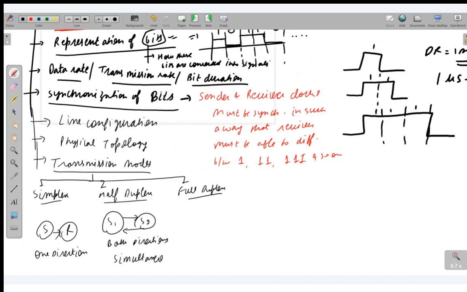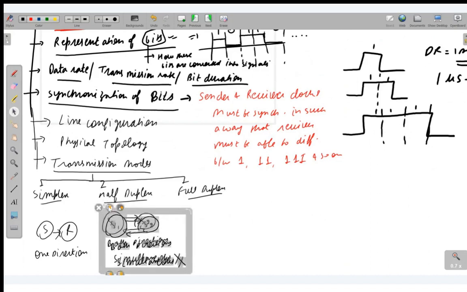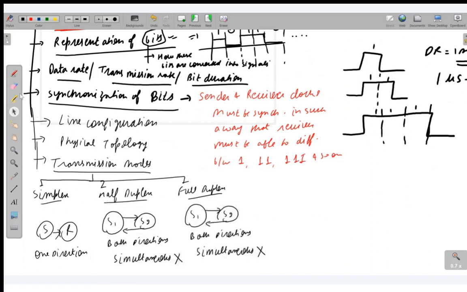Simultaneous not allowed. Full duplex, I think you have got it. Both directions, and simultaneous is allowed. That is full duplex. We are talking on a phone, that is full duplex. You both can speak simultaneously, no problem.